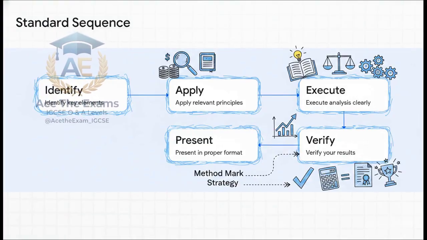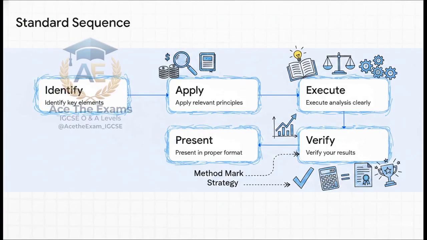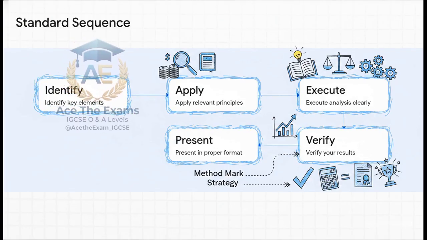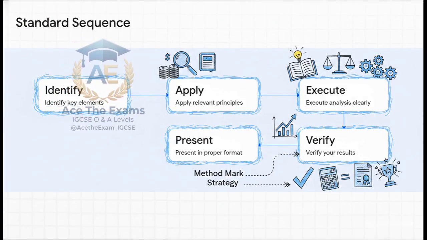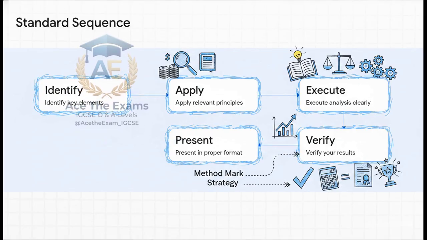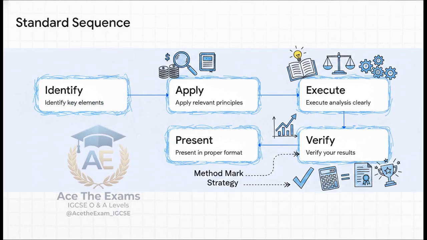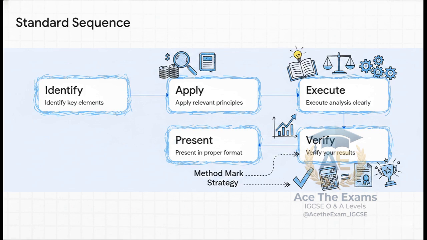Okay, every complex double-entry problem you face requires a really strict, standardized 5-step sequence. First up, identify the elements, like are we dealing with an asset, a liability, or equity? Next, apply the principles. Think about the dual effect of transactions. Then, you execute the analysis, verify your results, and finally, present the appropriate formats. And here's a massive pro tip.